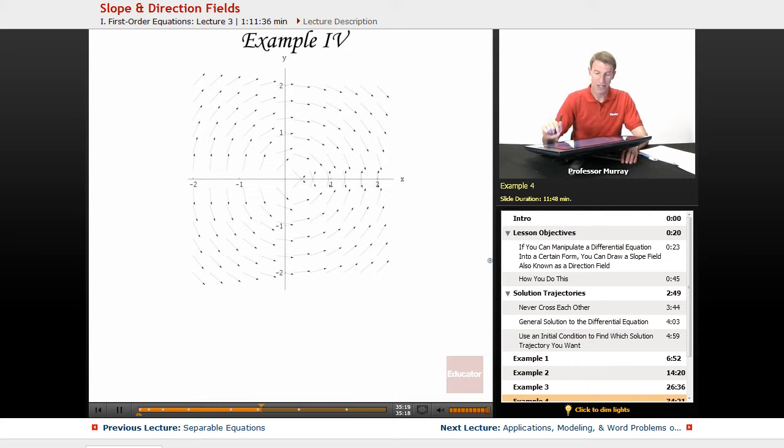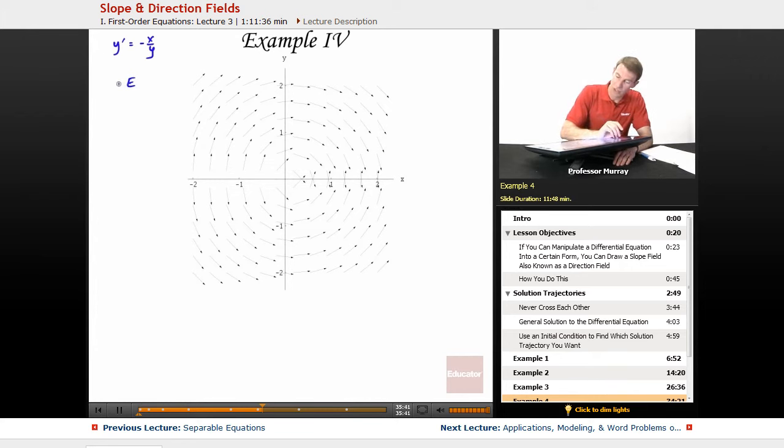So in this slide, what I have here is a computer-generated direction field for the differential equation. Let me remind you what the differential equation was. It was y prime is equal to -x over y. And the idea is that we started drawing a direction field by hand in example 3.